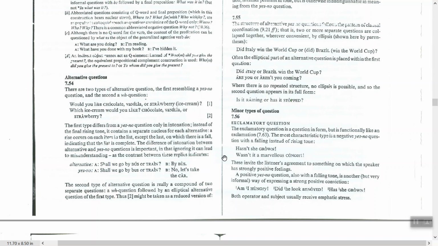For example, as the contrast, you can see the contrast in the replies. The first one is alternative, the second one yes/no. They are similar, but differ just in the intonation. "Shall we go by bus or train?" Alternative here. So you can say by bus or by train. You see, rising on bus and on train we have falling. We said each element has rising intonation, just the final one with falling. So the answer is: by bus.